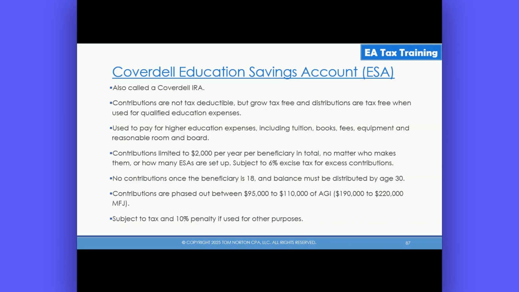There are no contributions allowed once the beneficiary is age 18, and the balance must all be distributed by the time the beneficiary is age 30. And contributions are phased out for people making the contributions if their AGI is between $95,000 and $110,000 if they are not married filing jointly, and for double that amount if they are married filing jointly. And again, if you use this money for anything other than qualified education expenses, it is subject to tax and a 10% penalty.